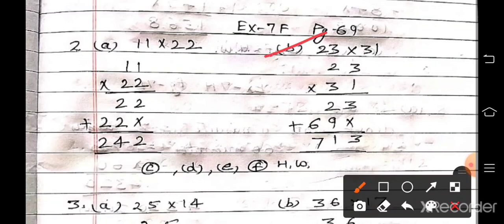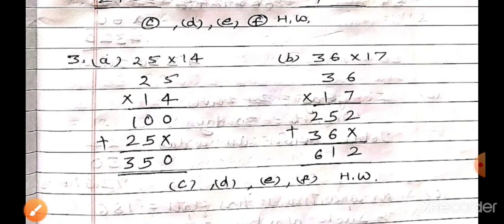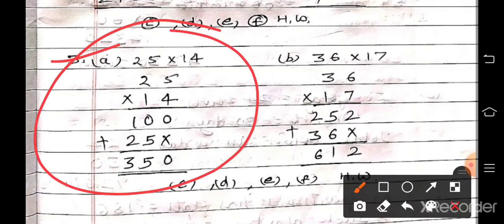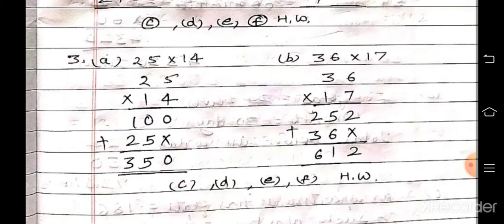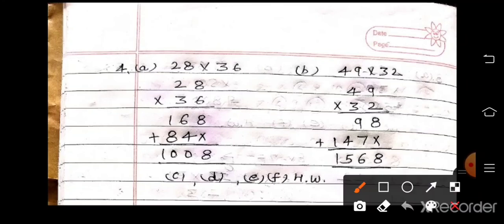So like this you have to do B part. C D E F is your homework. Now third, A part. Like this you have to do, and B part I have done for you. C D E F is your homework. Okay. Now question number 4, same.